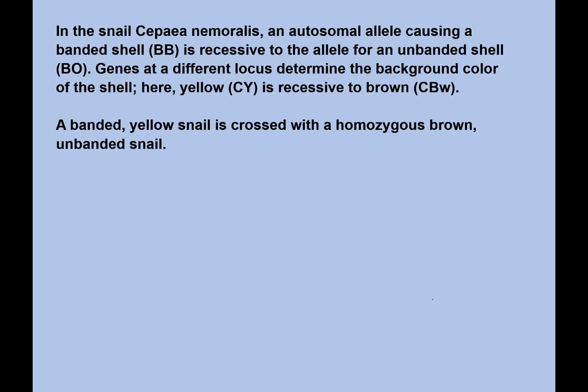Because I do not want to have to work with BBBOCYCBUW, I'm going to make it easy for me. I'm going to say capital U is unbanded because that's dominant and that's how my brain works, and little u is banded. And remember I told you, you can redefine alleles as long as you tell us what you're using. So if you're not going to use these allele designations, you're going to use A and B, or in this case U and B, you need to let us know how you're defining them. So I'm going to use big B for brown and little b for yellow.